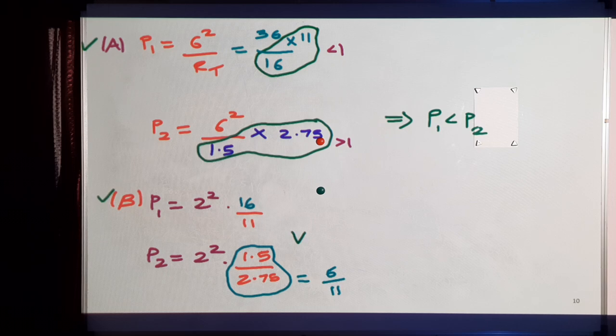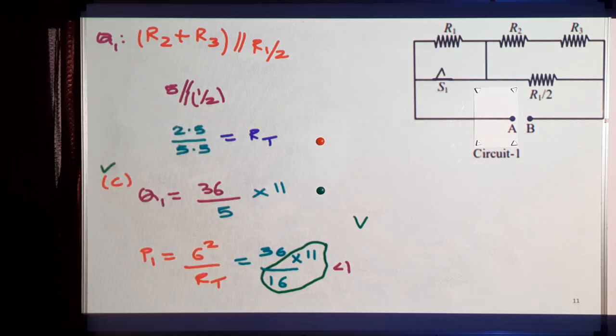Statement B: the current source is connected and you have to compare P1 and P2. The power dissipated is I square R, I square is 2 square, and R in the first case is 16 by 11, and in the second circuit is 1.5 by 2.75. This is greater than 1, this is less than 1. So P1 is greater than P2, so statement B is true.